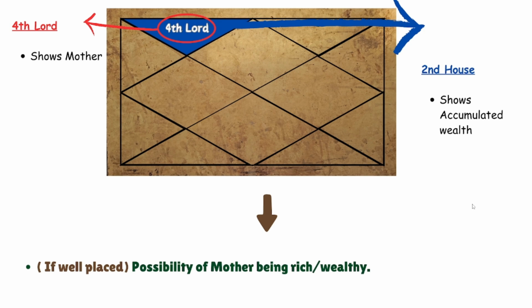Now, the fourth lord shows mother, and the second house shows accumulated wealth. So, if this is well placed, then the possibility of the mother being rich and wealthy is high. Why? Because the mother is going and sitting in the house of accumulated resources, accumulated wealth.